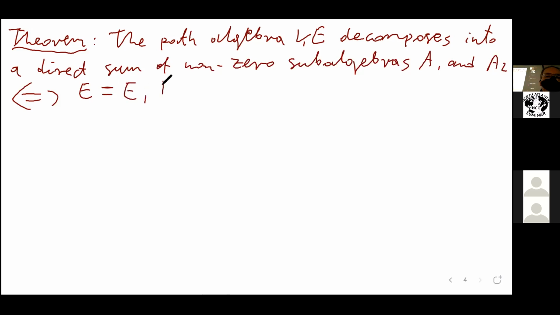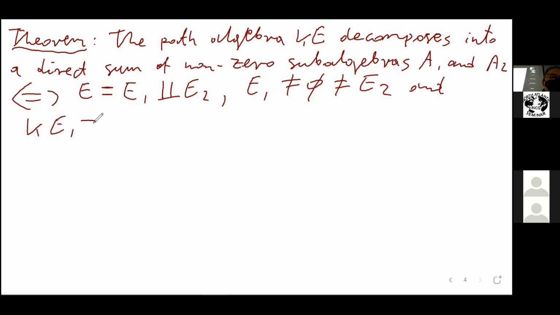This is a disjoint union of E1 and E2. So E1 and E2 are subgraphs, and they are non-empty. And of course, by disjoint union, I mean that these graphs intersect to 0. And they are such that, as you can guess, the path algebra of E1 is equal to A1, and the path algebra of E2 is equal to A2.